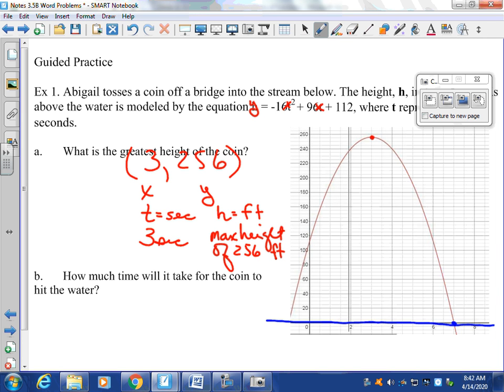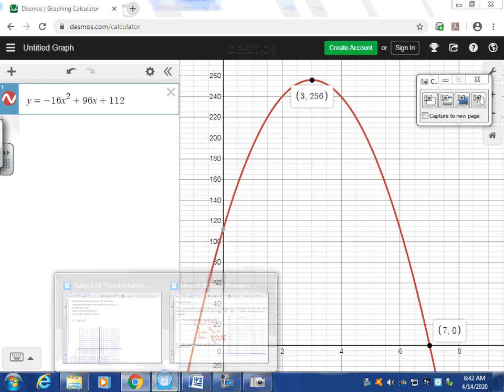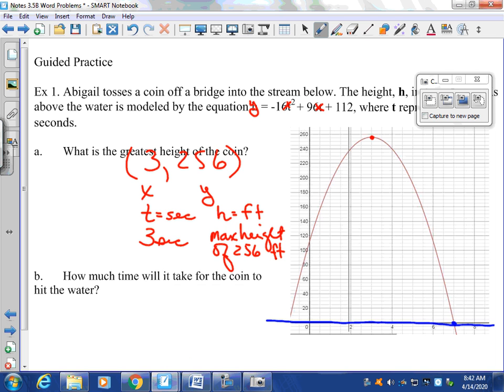So that looks like it's 7, but I'll go back over to Desmos just to make sure. So if I click on this point right here, (7, 0). So let's bring that point back over to our document, (7, 0). So again, this is your seconds, and this is your height. So your height is 0 when it hits the water, and so it took 7 seconds to hit the water.